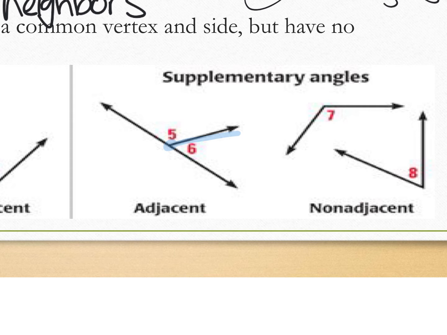7 and 8. Are their interior points going to overlap? Yes. So are these adjacent? No. Do they share a side? No. Do they share an endpoint, or a vertex, excuse me? No. So are these even close to being adjacent? No, they don't satisfy any of the 3 criteria. But could they be supplementary? Yes, they could add to 180, so they could still be supplementary. Do you guys see the difference between adjacent versus supplementary and complementary? Cool. Moving on.